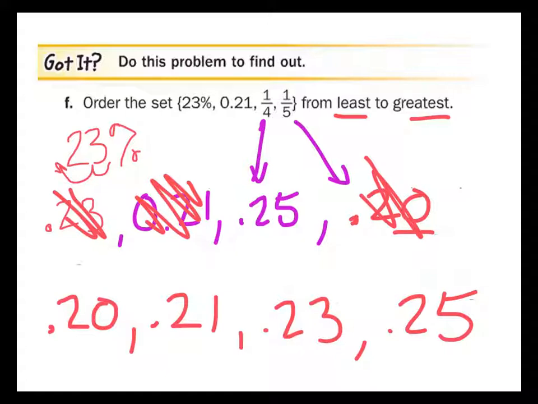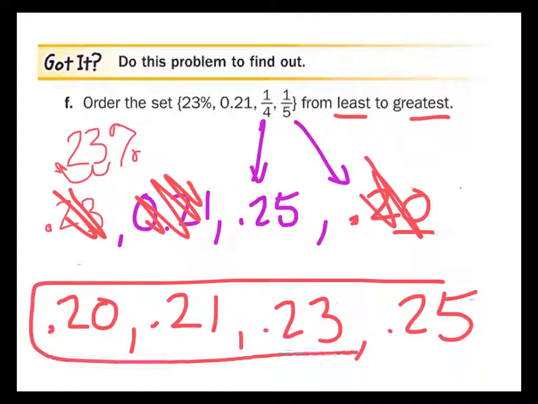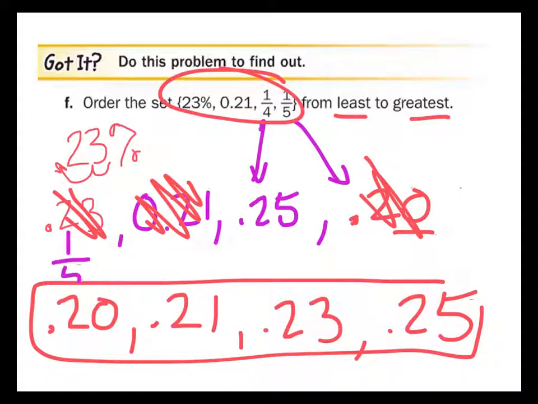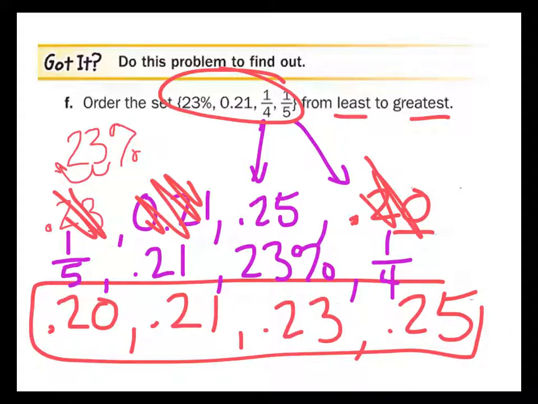It's a good question. Sierra says, wouldn't we have to make these all back to what they originally were up in here? Yeah, that's fine. So what you do is you put 1/5, 0.21, 23 percent, and 1/4.